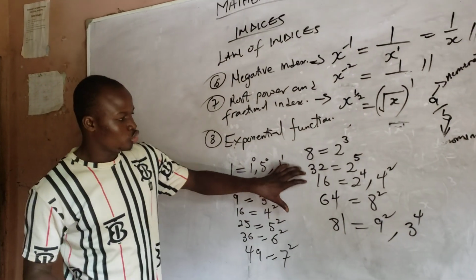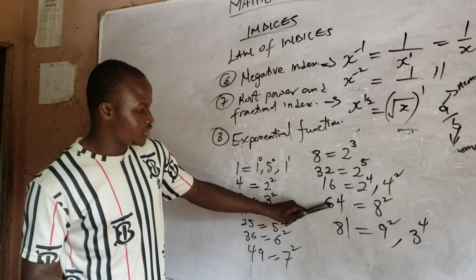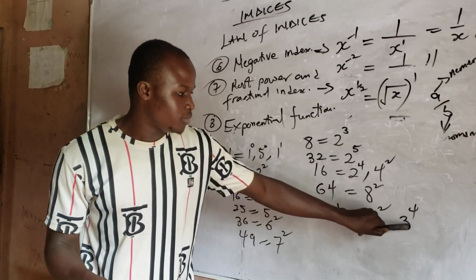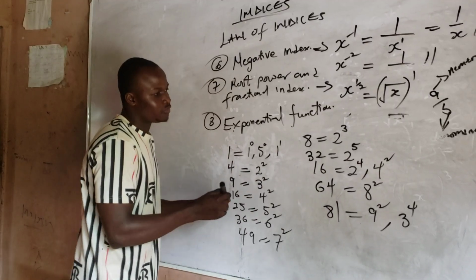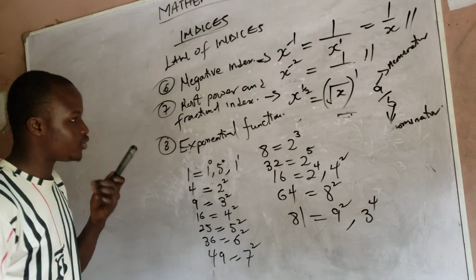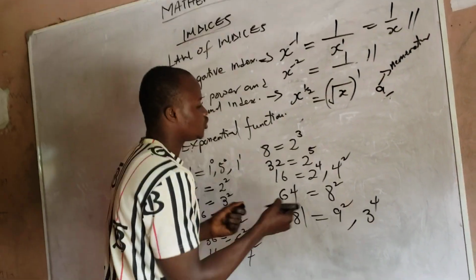So be sensitive enough to be able to know which one to use, because if they say 64 now, it is 8 raised to the power 2. 81 is different. So it depends on the base. This one also deals with base. For example, let me give you one example, because many of you can't understand it except we dive into an example. Something like this.